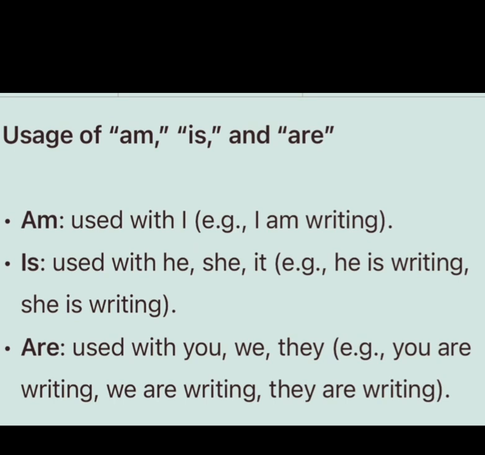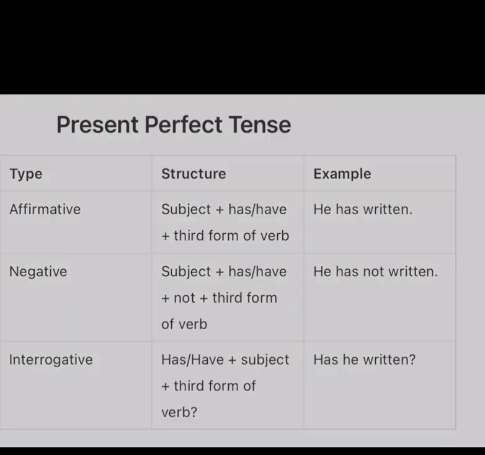Now let's move on towards the third tense, that is present perfect tense. It also has three types of sentences: affirmative, negative, and interrogative. Affirmatives are formed with a subject, then has or have, then third form of verb, and then object. He has written, or he has written a letter. Its negative is formed by putting not after has or have, like he has not written a letter, he has not written yet. Third type of sentences are interrogative ones. In interrogative, you put has or have in the beginning of the sentence, then subject, then third form of verb, and then object. Has he written a letter, or have they gone to school?